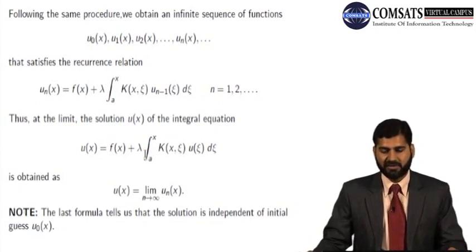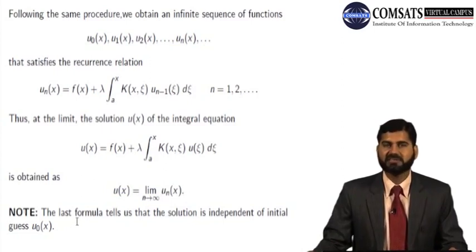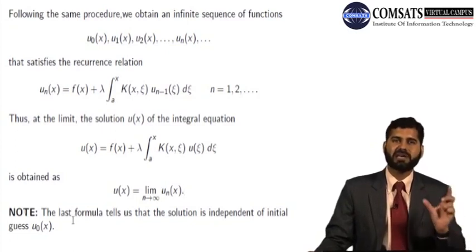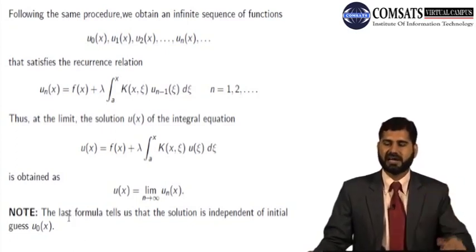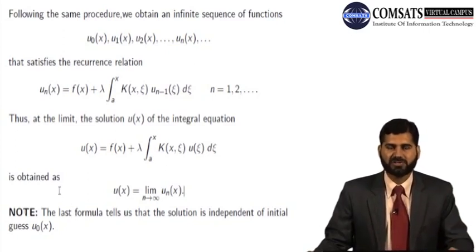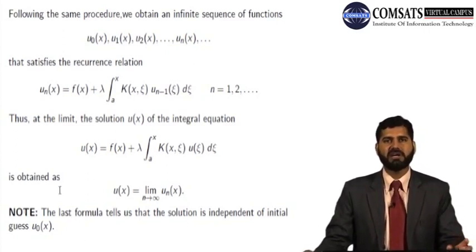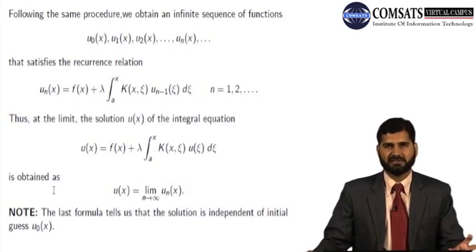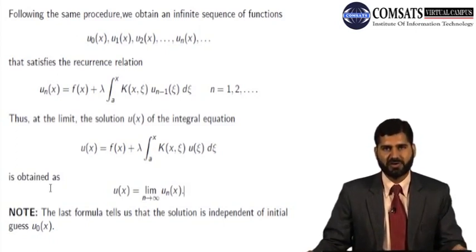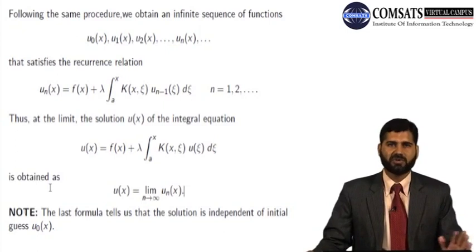So it means here you can see the last formula, this formula tells us that the solution is independent of the initial guess u0(x). So whatever your initial guess was, your solution is not depending on that. So whatever your guess is, if you get a convergent sequence, you will get a solution. You start from 0, you start from 1, you start from x, whatever. If you are getting a sequence and that converges to a function u(x), then you got the solution. You don't have to worry about u0(x).